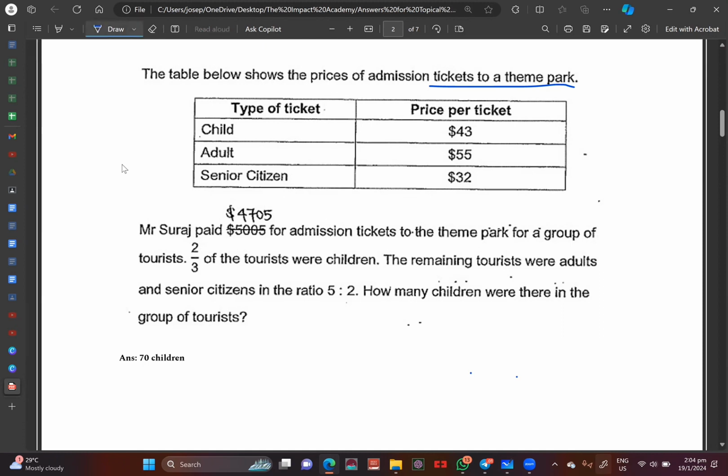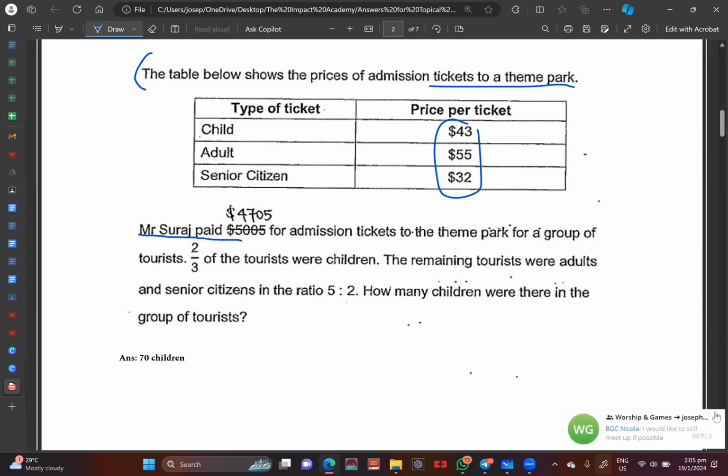Because number one, of course, I can see the value. So what are the values? $43, $55, $32. Make sense? And again, I can also see the number, which is something that you will see later when you continue to read. Now, anything to write for the first part of the sentence? Nothing. Very good. So now over here it says Mr. Suraj paid. Ignore this 5005. I think I took this from an exam paper, so it should be 4705.